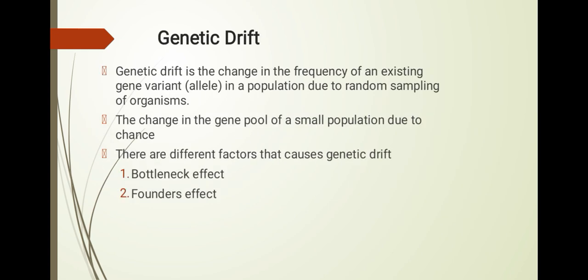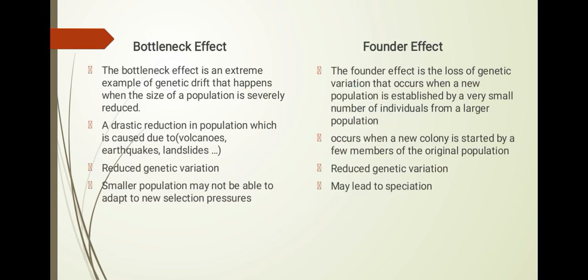Genetic drift. Genetic drift is the change in the frequency of an existing gene variant, or allele, in a population due to random sampling of organisms. It is the change in the gene pool of a small population due to chance. There are different factors that cause genetic drift: the bottleneck effect and the founder effect.